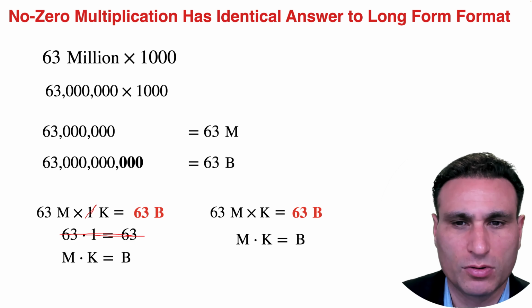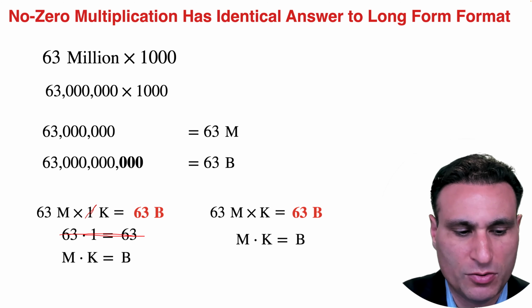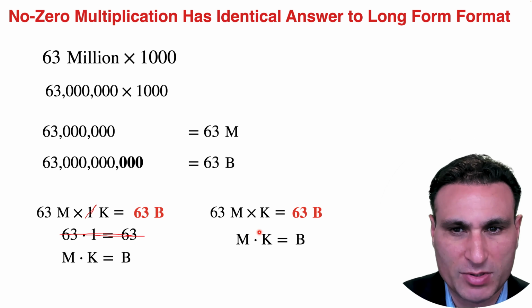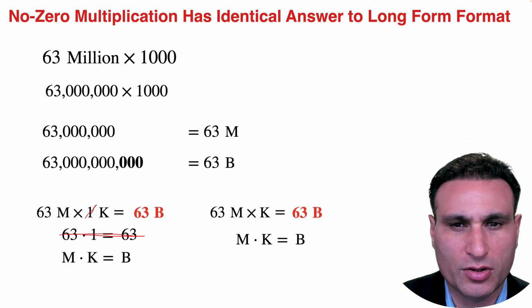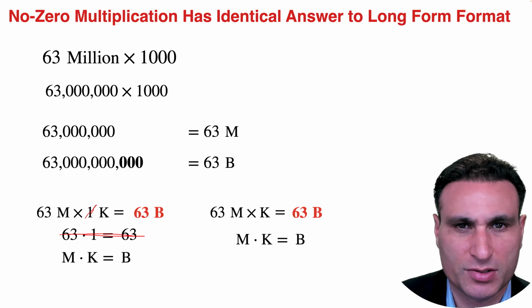And furthermore, once you learn no-zero multiplication, you don't need to write out the step of million times thousand equals billion. You can just write down the result of 63 billion. And I include this step for now for people who are learning so they can visualize and understand the process.